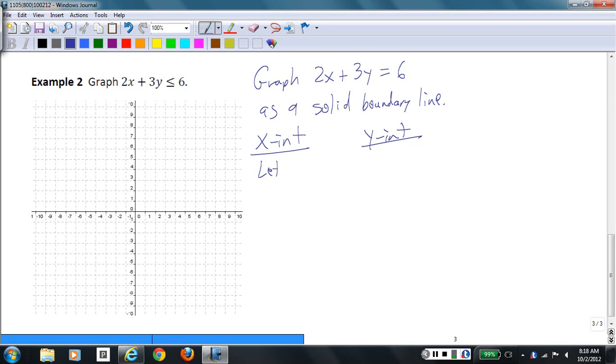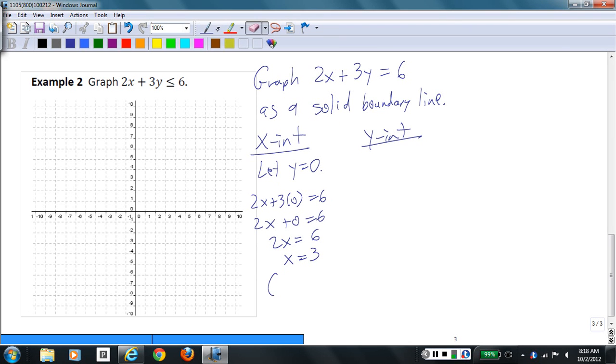Officially, we're letting y be 0. All the points on the x-axis have different x coordinates, but they all have a y coordinate of 0. So if we let y be 0, 2x plus 3 times 0 equals 6. 2x plus 0 equals 6. If 2x equals 6, x would have to be 3. So the point where the graph crosses the x-axis is the point 3, 0.